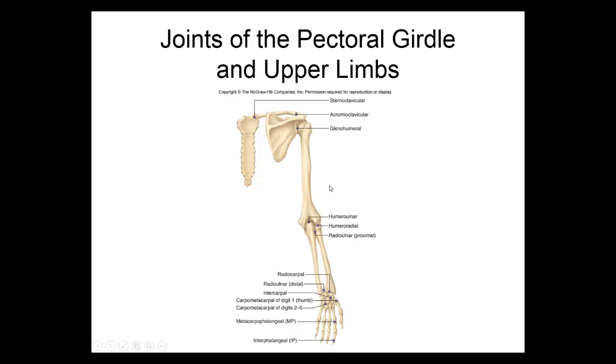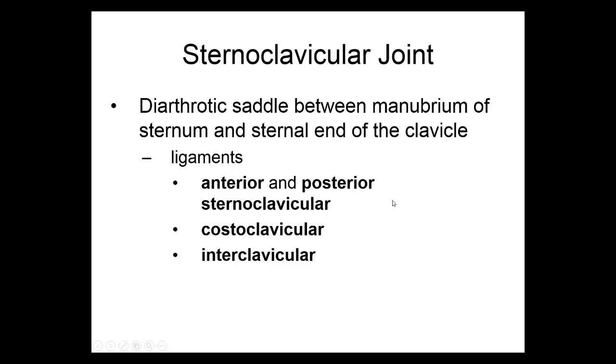Okay. We go now to joints of the upper limb, the pectoral girdle and the upper limb. We're going to start with this joint here between the sternum and the clavicle, so we call that sternoclavicular joint. Sternoclavicular joint is a planar joint. It allows only gliding motion.